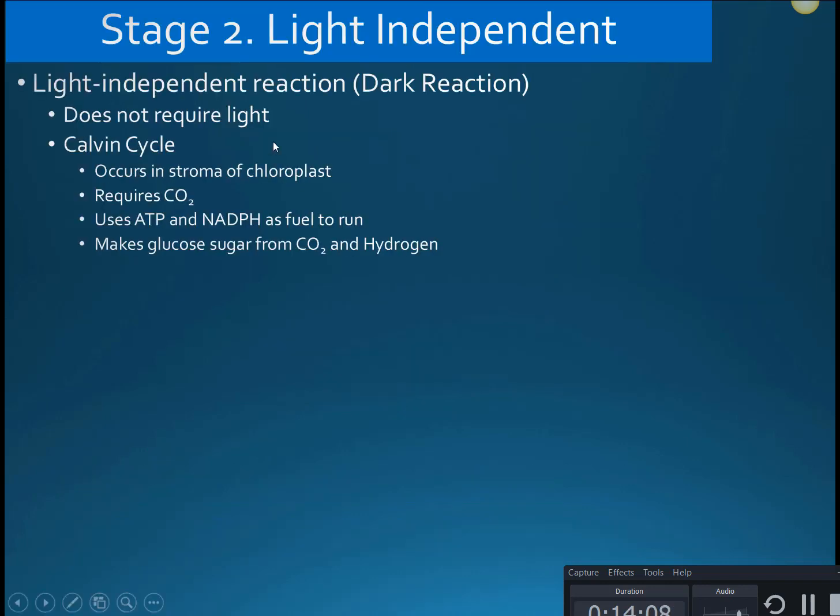Stage 2, you have these light-independent reactions. It does not require light, but occurs in the stroma of chloroplasts, requires CO2, and uses ATP and NADPH as the fuel to run it, and the end product is glucose sugar.